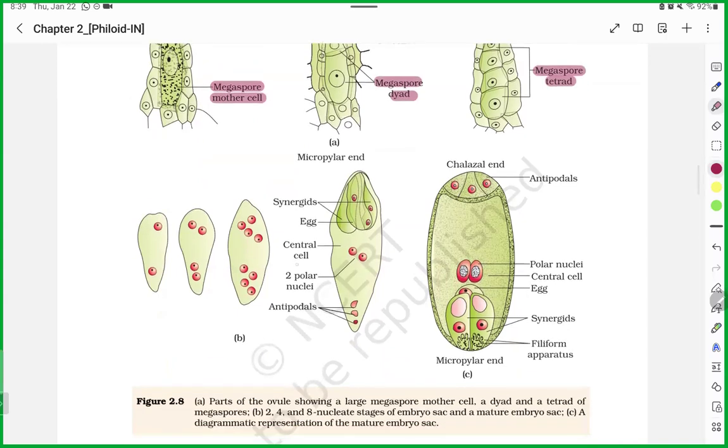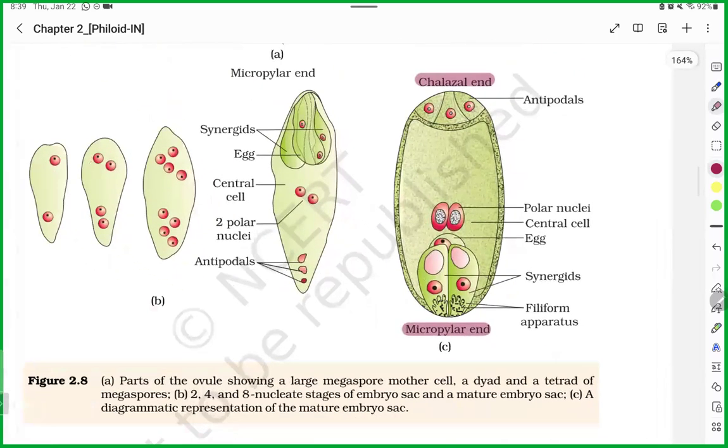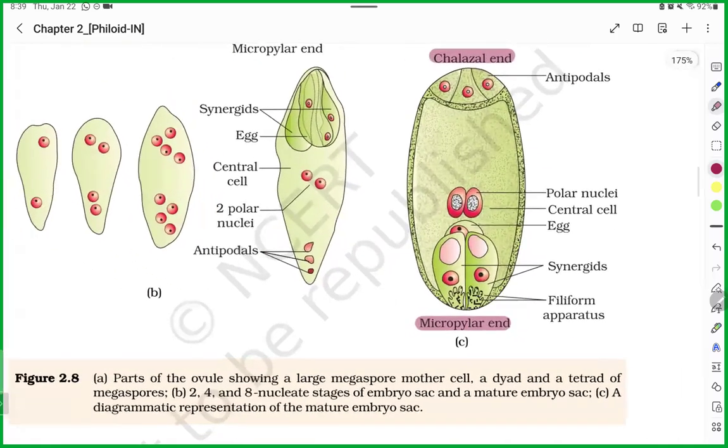The 2, 4, 8 cell stages are not important. The last diagram is extremely important: chalazal end, micropylar end, and this whole diagram. Draw this diagram also, the mature embryo sac. Only this diagram.